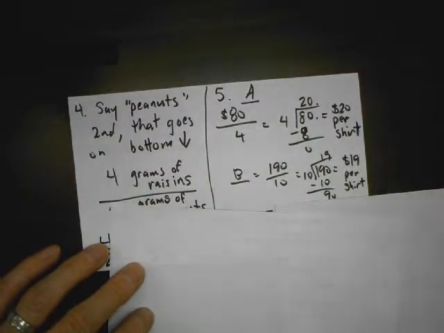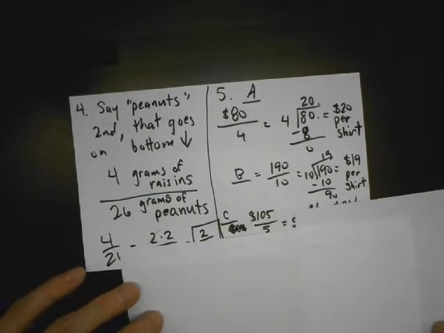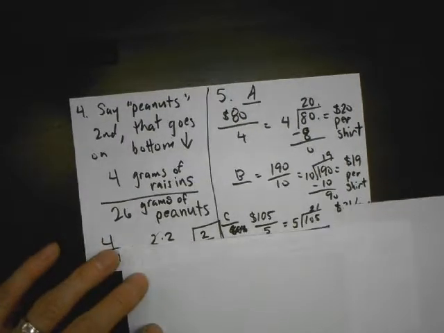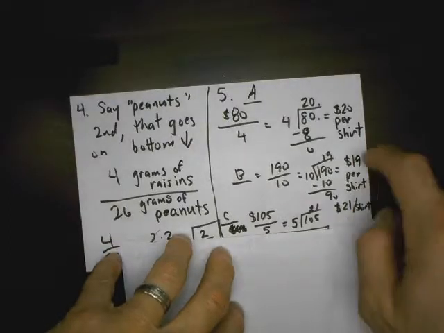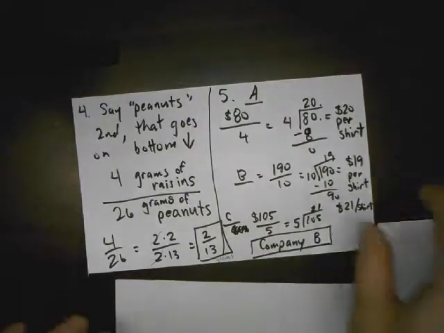Company C says 5 shirts cost $105. Again, money on top, even though they didn't give it that way to me in the problem. So I divide in and out. I get 21 there, $21 per shirt. Question says, which company has the lowest unit price? Well, these guys are 21, these are 19, these are 20, so it looks like company B is the best price.